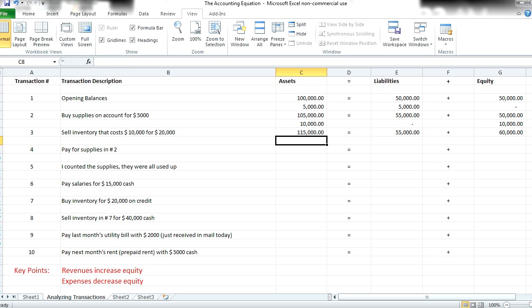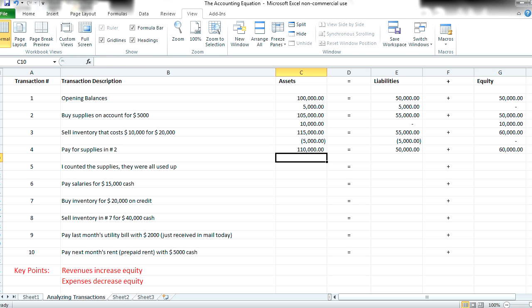In transaction number 4, we're going to pay for supplies that we purchased in transaction number 2. So if you look back at transaction number 2, we bought them on account for $5,000, and now we're paying the cash. So we're losing some cash, so assets decreased by $5,000. We're also paying off a liability, so liabilities are going to decrease by $5,000, and there's going to be no change in equity. So now we have equity of $60,000, liabilities of $50,000, and assets of $110,000.